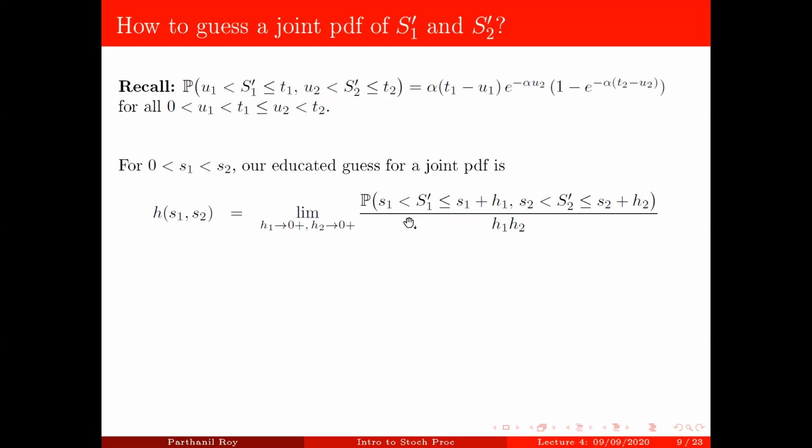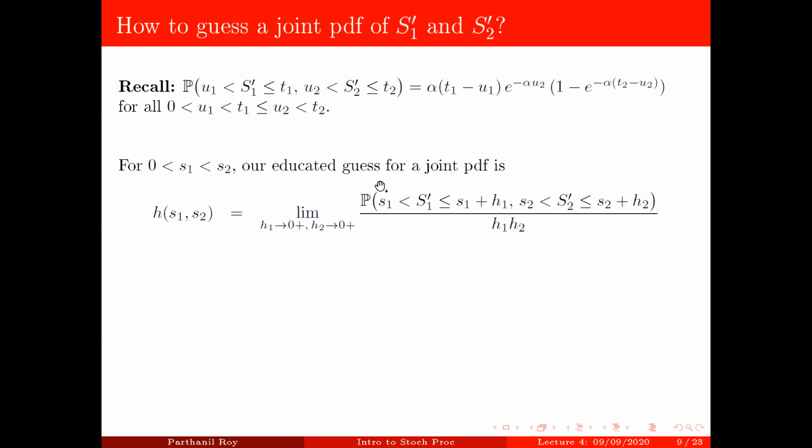So our guess would be, from the one-dimensional case, you just have to take the limit as h1 and h2 are both going to 0 of this joint probability divided by h1 h2. So in other words, what we are computing is the probability of S1 dash and S2 dash being in a rectangle, and then dividing by the area of that very small rectangle. And very small is taken care of by these limits. And of course, again h1, h2 should just both go to 0, but we are just taking them going to 0 from the positive side so that the computation becomes easier.